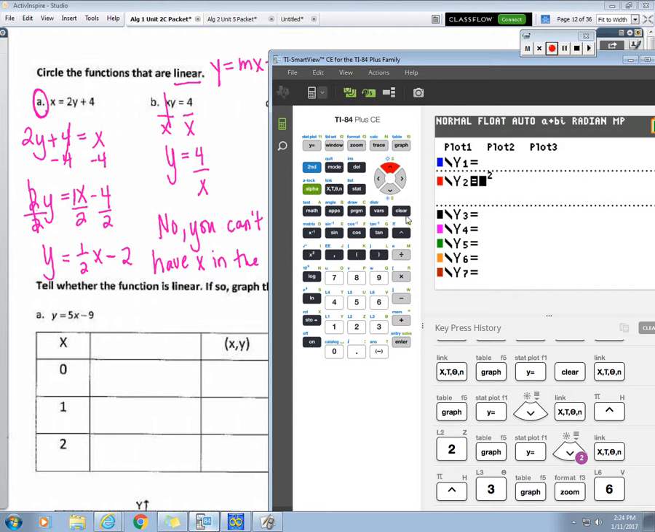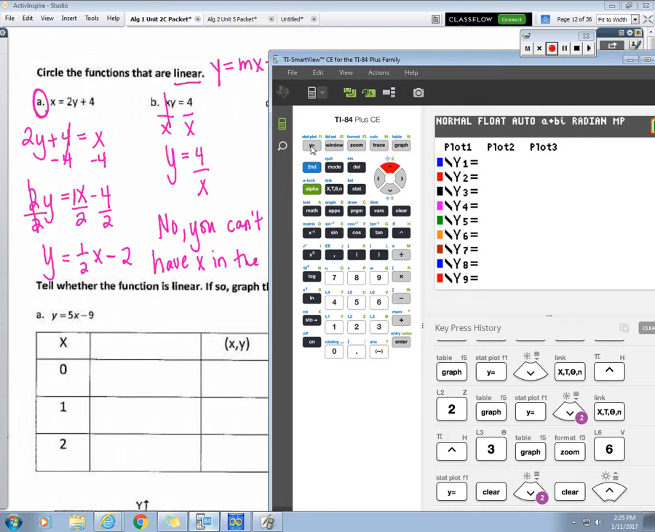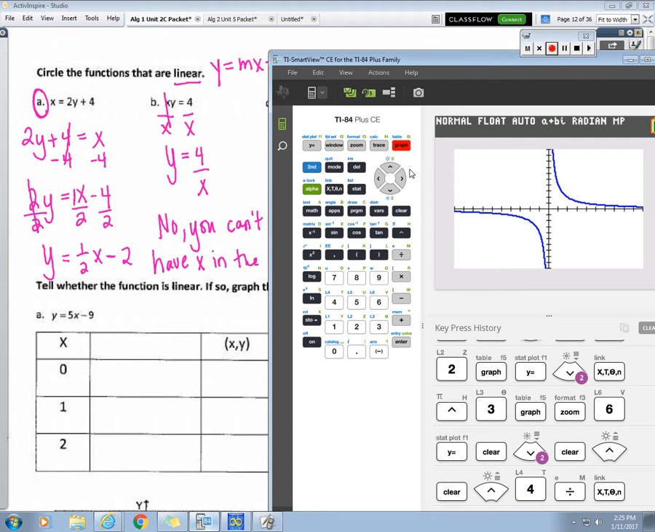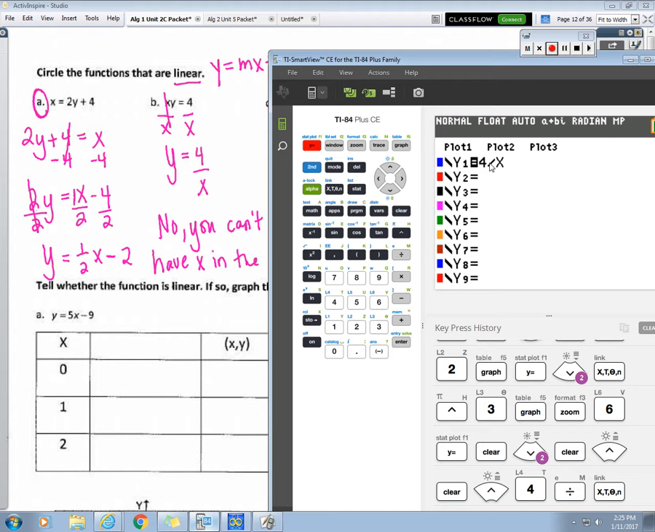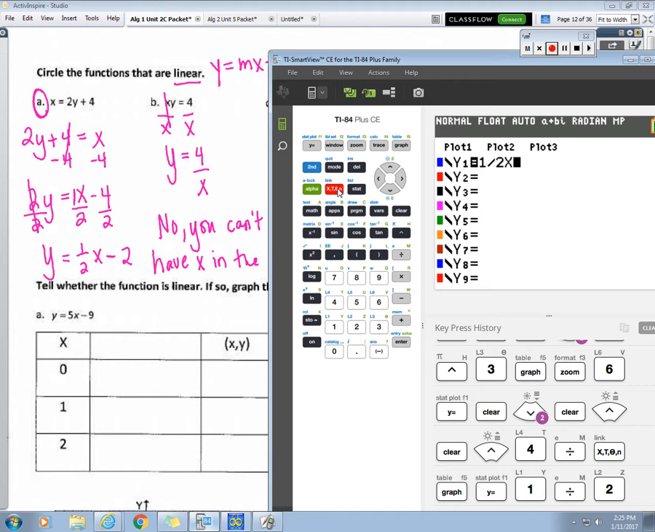Okay. You go to y equals, which is what I just pressed, and then you just type it in, 4 over x. So 4 divided by x. And then hit graph. Does that look like a linear function? No. Y equals, and then you type it. So like this first one, 1/2 x minus 2. Graph.